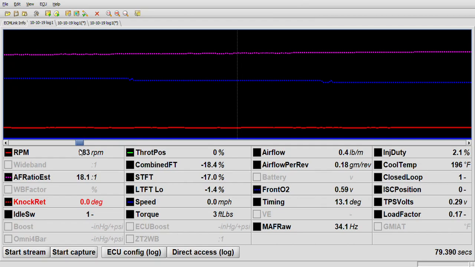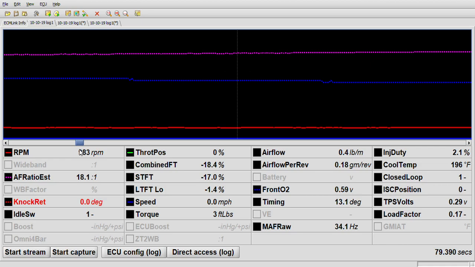Alright folks, just want to make another video, just making some observations, looking at someone else's logs that they have posted up. Apparently this gentleman is pretty new to ECMLink. The car is mostly stock. I believe it has stock injectors with a Walbro 255 pump and an aftermarket fuel pressure regulator.